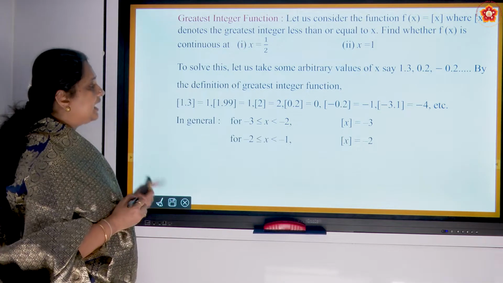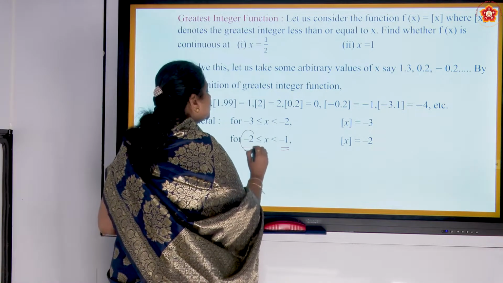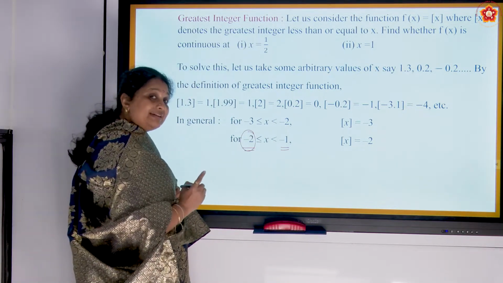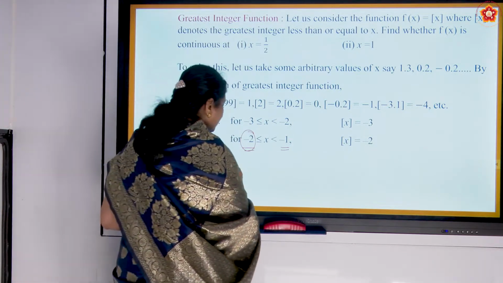Now, next, x lies between minus 2 and minus 1, where minus 2 is included. So, what is the greatest integer value that x takes? Let's see on the number line.